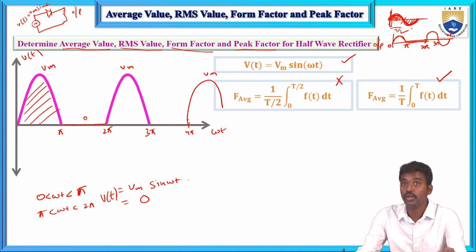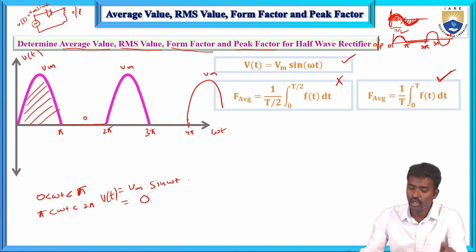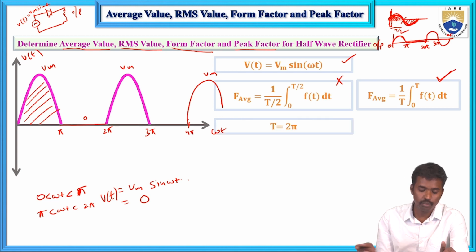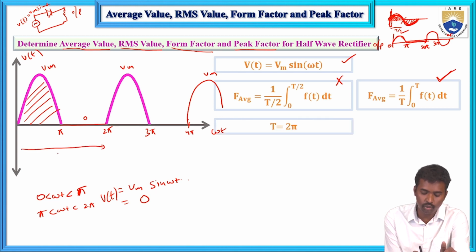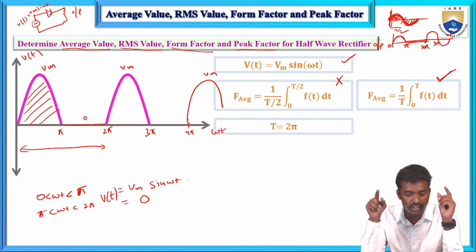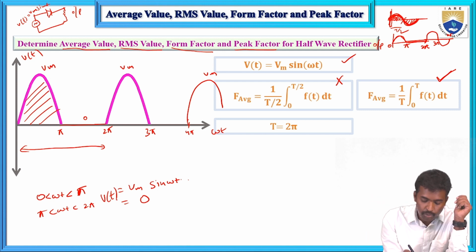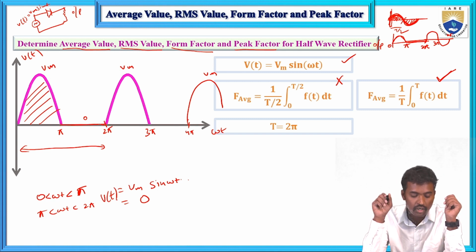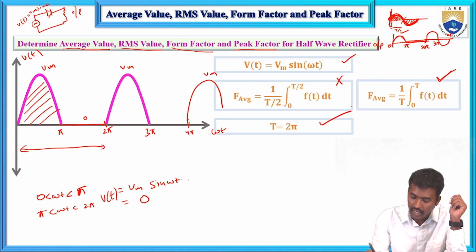Calculate the average value. In case of RMS value, you can consider the full cycle. Now use this formula, the complete full cycle. Now here the time period. Time period means the time taken to complete one cycle. A cycle means a complete set of positive and negative values of an alternating quantity. Here the cycle is up to 2 pi, and you need to consider this also. So up to 2 pi, 2 pi is the time period.